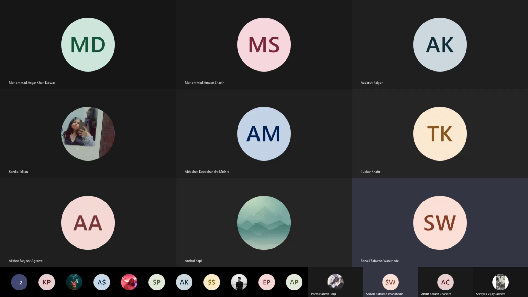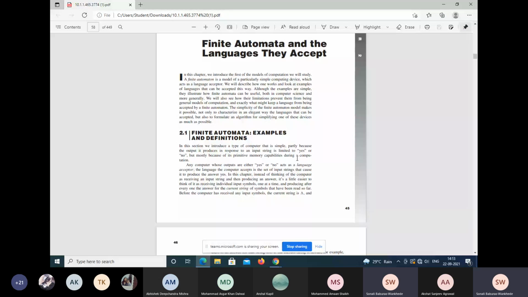So according to the definition, when we relate that to finite automata, the computer either has an answer yes or no. So over here, we introduce a type of computer that is simple, partly because the output it produces in response to an input string is limited to yes or no, but mostly because of its primitive memory capabilities during a computation.